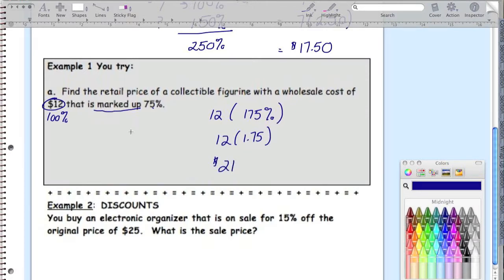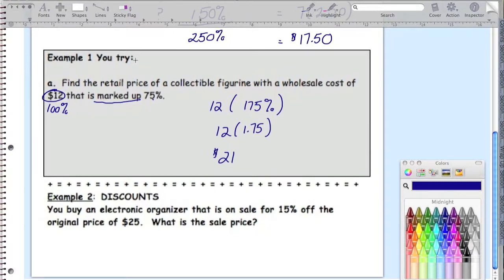And again, if you check back, that's the same answer we found before when we did it in the 2 different steps. Okay? So in both of these, we said they're charging 100% of whatever, because it's 100% of what you paid. $12 is paid, you're going to at least charge $12. Marked up 75% comes to 175%. We go ahead and solve.